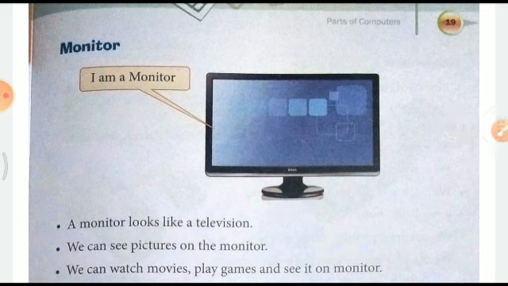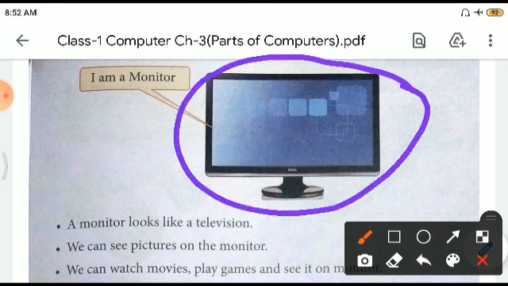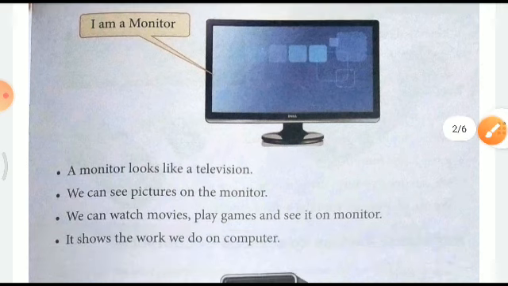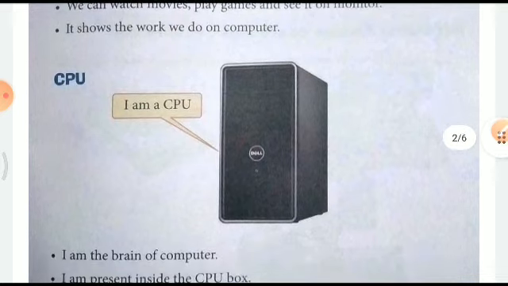A monitor looks like a television. See this picture here? Doesn't it look like a TV? Right? LED TV, I'm sure. We can see pictures on a monitor. We can watch movies, play games, and see it on monitor. It shows the work we do on computer. Means whatever typing work we do on the keyboard or whatever thing we have to run, the display is done on the monitor.